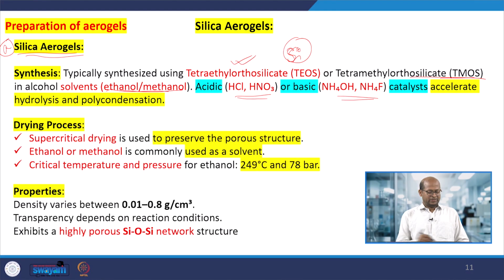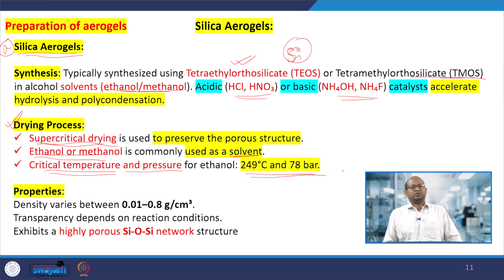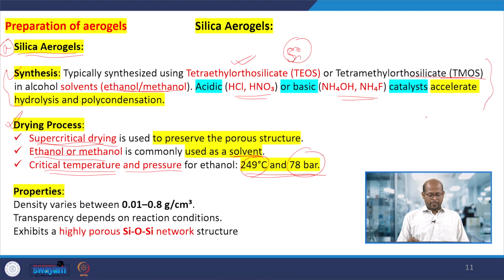Then we have to follow the drying process once the gel formation is there through these hydrolysis and polycondensation methods. Supercritical drying methods we can use, with ethanol or methanol as commonly used solvents, and the critical temperature and pressure we usually use is 249 degrees centigrade, which is a very low temperature, and an extremely high pressure for this particular silica aerogel preparation method. So these are the commonly used chemicals, and in the drying process these are the temperatures and pressures we can use.